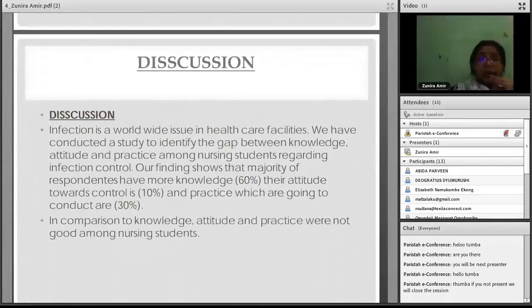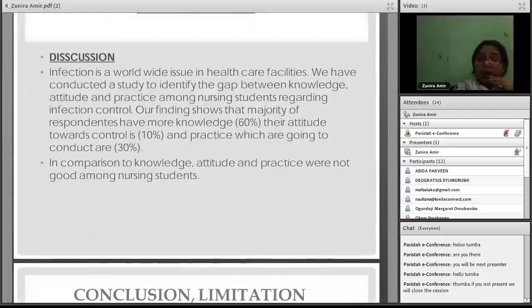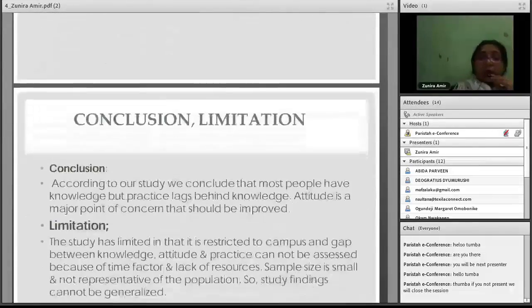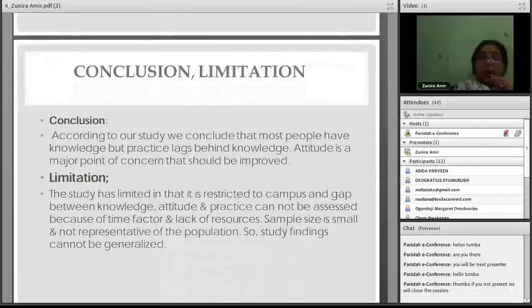In the discussion, this study has proved that there is a gap between knowledge and practices. 60% have knowledge, only 10% have no knowledge about infection control, but only 30% have the practices. In conclusion, we have proved that there are knowledge, attitude and practice gaps.